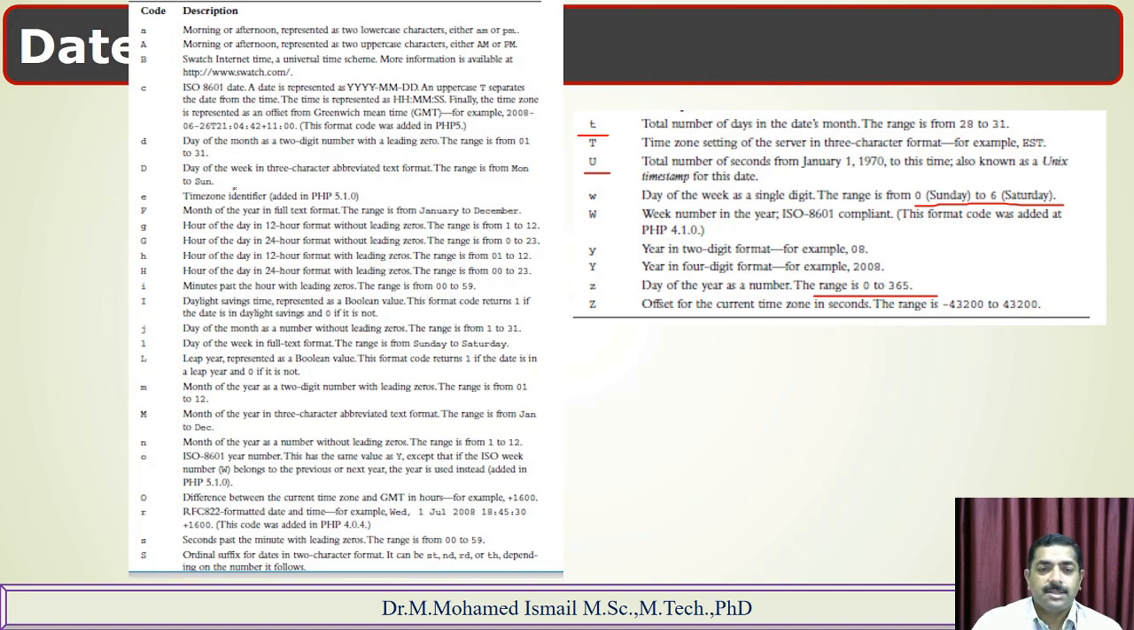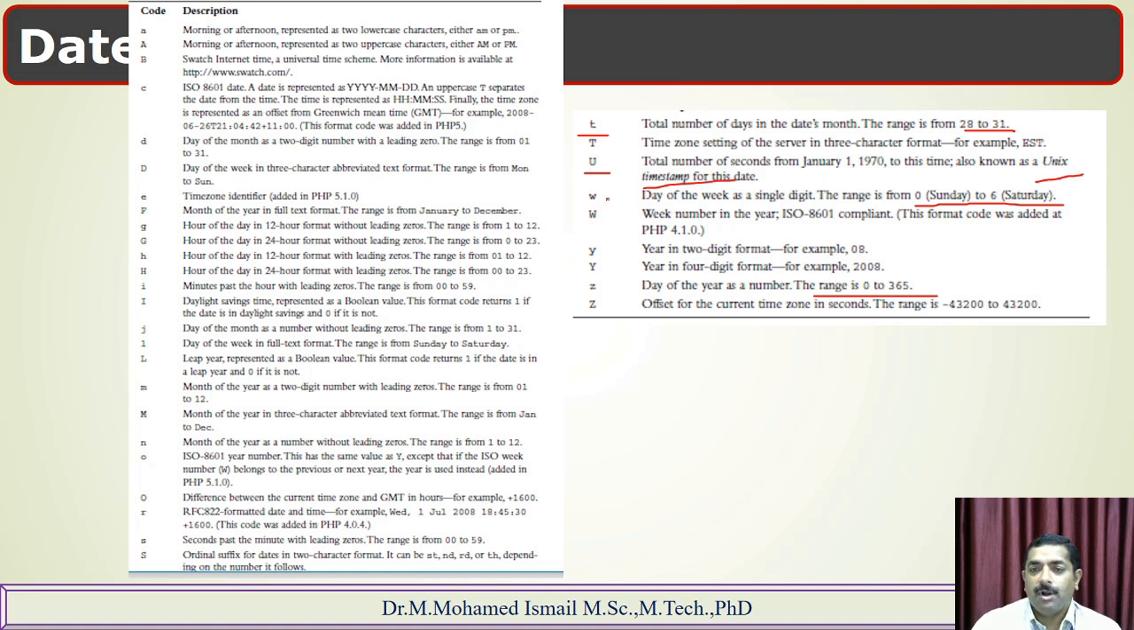So these are some of the examples of time formatting samples. Small t, we have already seen, the total number of days in a month. The range is from 28 to 31. If it is a leap year, 29, or else 28 to 31 days. This month contains how many days, it will print. Similarly, capital U, total number of seconds from January 1, 1970. So total number of seconds taken, that is the Unix timestamp for this date.